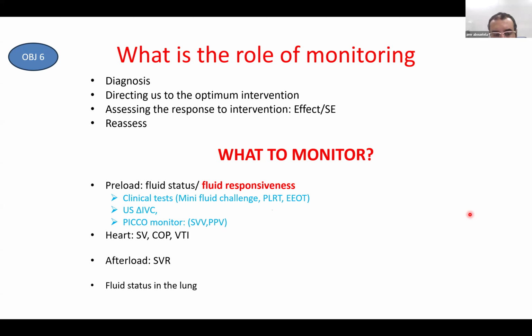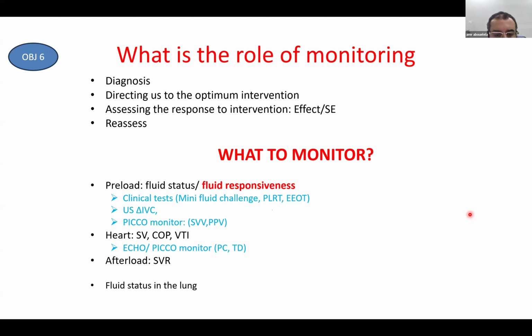For the contractility, we are checking the stroke volume, we are checking the cardiac output, or by echo, you can check what we call the VTI. We'll explain in details what the VTI is and how to measure it. So basically, to check for this, we need the echo, or also you can rely on the PICO monitor, and in the PICO monitor, we can assess the cardiac output by two different techniques, which are pulse contour and thermodilution. We'll explain this also.